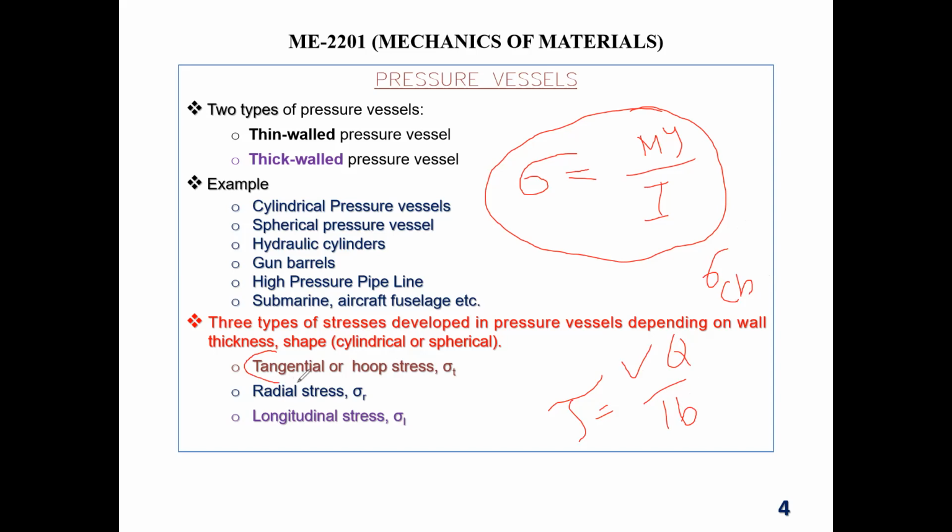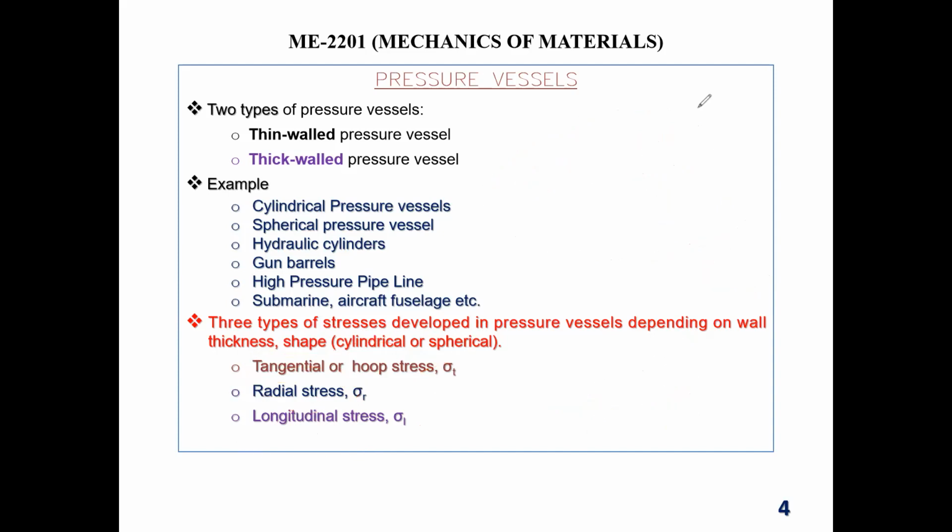One is called tangential or hoop stress. One is called radial stress. The other one is called longitudinal stress. So one is tangential or hoop, the other is radial stress, and the other is longitudinal stress. In the next class, we will discuss these. Okay, we'll start from here.